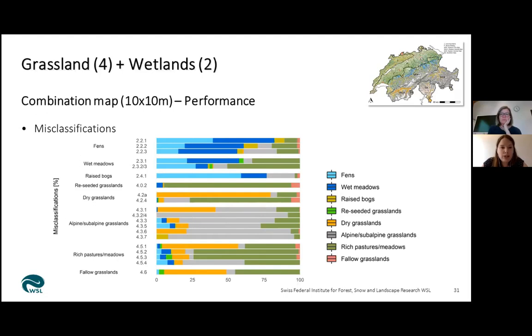And there are a few habitat types, grassland types, that showed misclassifications across groups. One example is the Arrhenatherion, again, this is the 4.5.1. This showed quite a high share of misclassification with dry grasslands.